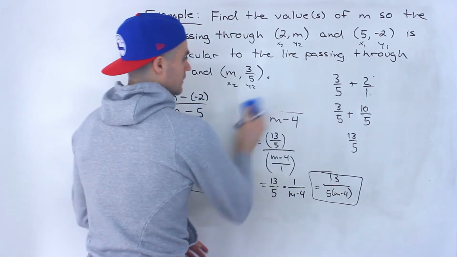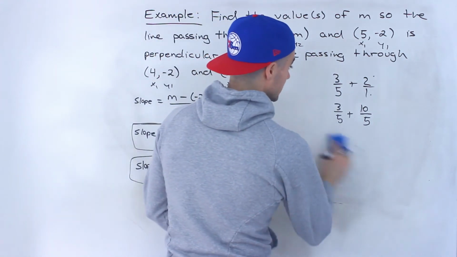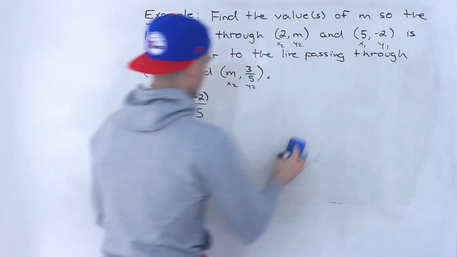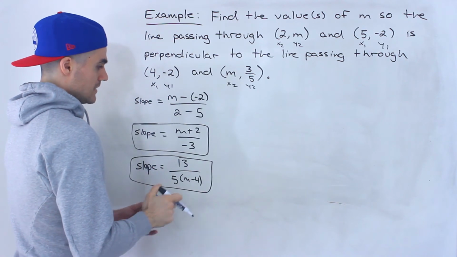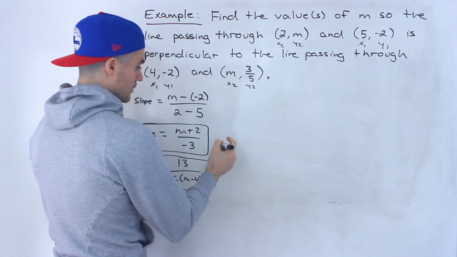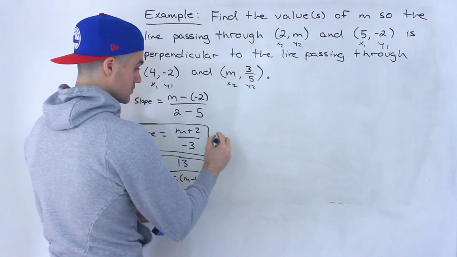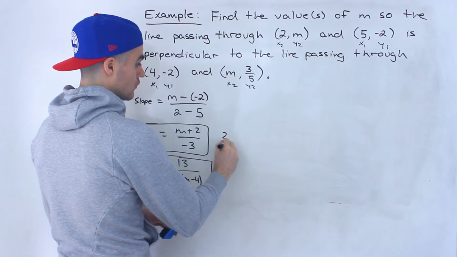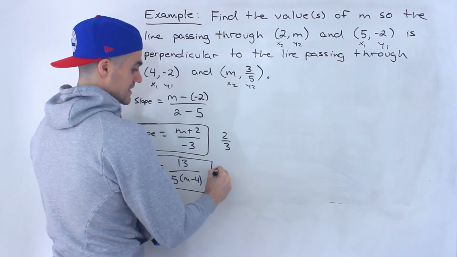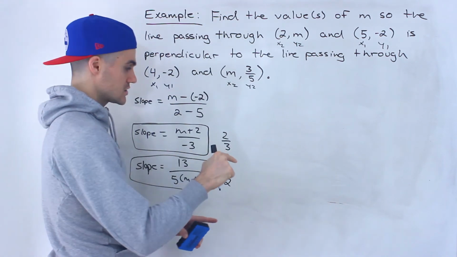Okay, so from here, because these lines are perpendicular to each other, it means that this is the negative reciprocal of this. So for example, if these 2 lines are perpendicular, they have perpendicular slopes. So let's say this was like 2 over 3. That means that this slope would be negative 3 over 2. The reciprocal, and we change the sign.